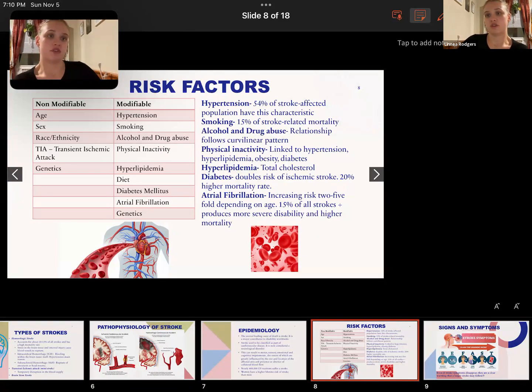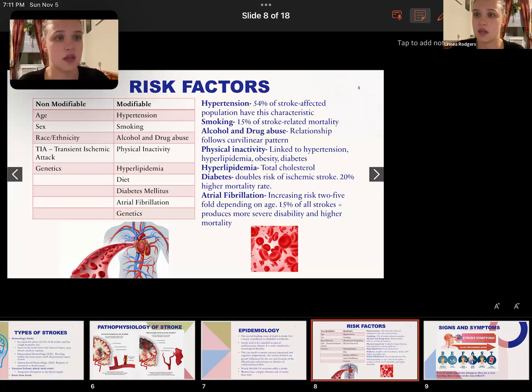Smoking accounts for 15%, then drug and alcohol abuse. The relationship follows a curvilinear pattern depending on how much and how frequently you're abusing drugs or alcohol. Anyone, at any age, at any level of drug or alcohol abuse, is at increased risk of having a cerebrovascular accident. Physical inactivity is linked to the other risk factors such as hypertension, hyperlipidemia, obesity, and diabetes.